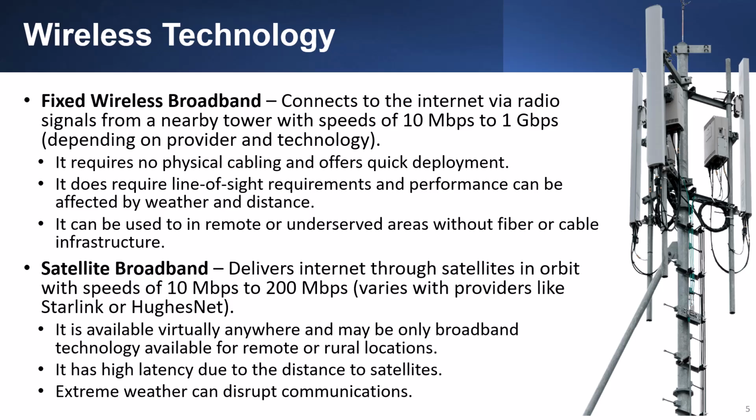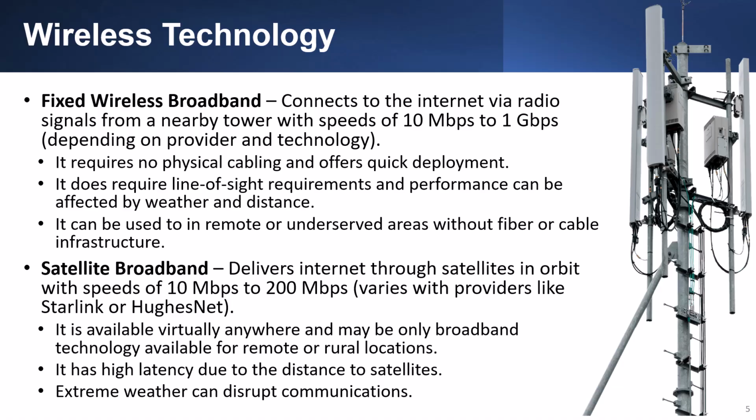Fixed wireless broadband connects to the internet via radio signals from a nearby tower with speeds of 10 megabits per second to 1 gigabit per second, depending on the provider and technology. It requires no physical cabling and offers quick deployment. It does have line-of-sight requirements, and performance can be affected by weather and distance. It can be used in remote or underserved areas without fiber or cable infrastructure.